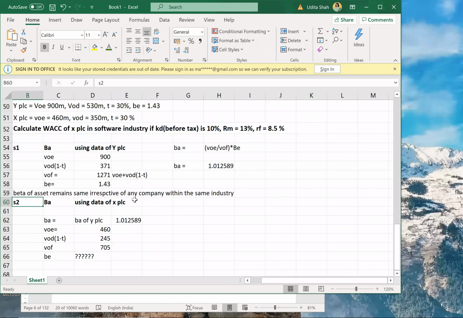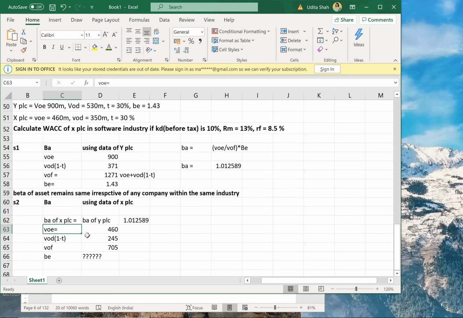Okay, beta of asset remains the same irrespective of any company within the same industry. So when I started step 2, what I wanted to do? Step 2, I wanted to calculate beta of asset using data of XPLC. But like I said over here, beta of asset remains same. So beta of asset of XPLC will be what? Beta of asset of XPLC will be equal to beta of asset of YPLC, and that we already calculated over here. That was 1.012. So that remains same.